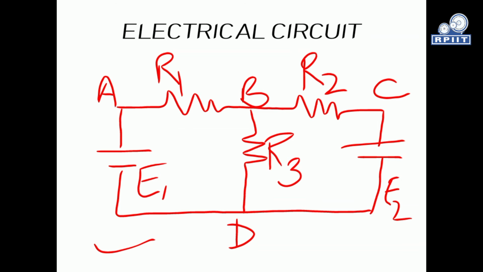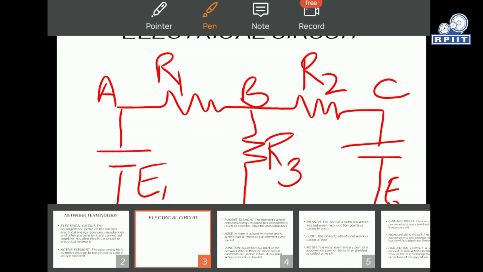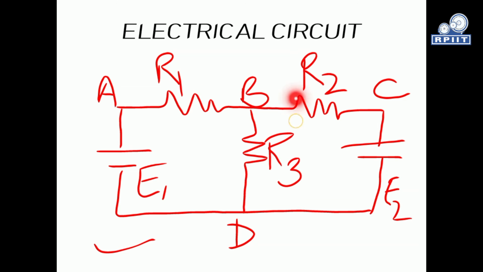Here we can see that R1, R2 and R3 are connected at this terminal B, and at D, E1 is connected, E2 is connected and R3 is connected.